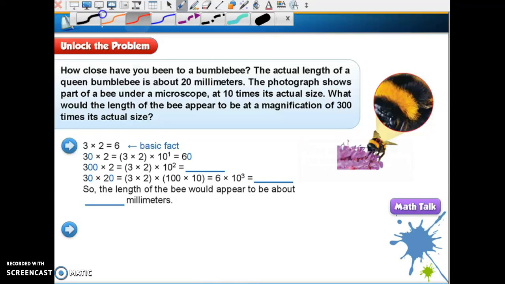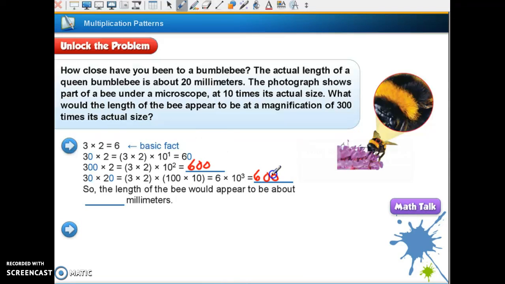So this was 600, and what is this? 6,000. We went up another power of 10, so it is 6,000 millimeters. So right here, we had 100 because we had to multiply 3 times 100. And then we added our 10, multiplying our 2 by 10. So that's how we get the 3.